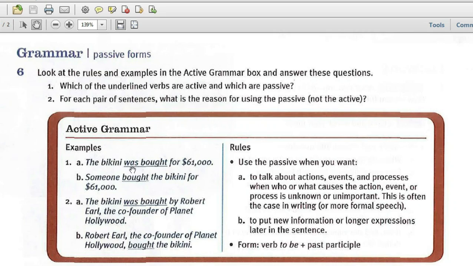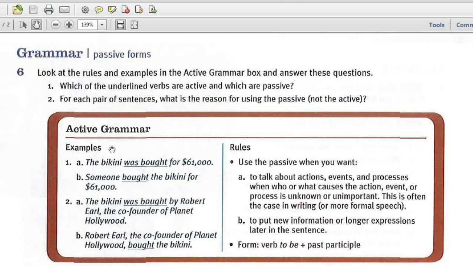But here the to be is past tense. So this is a sentence that happened in the past simple. The to be's in the past simple are was and were. Number 1B, someone bought the bikini for $61,000. This is active form.